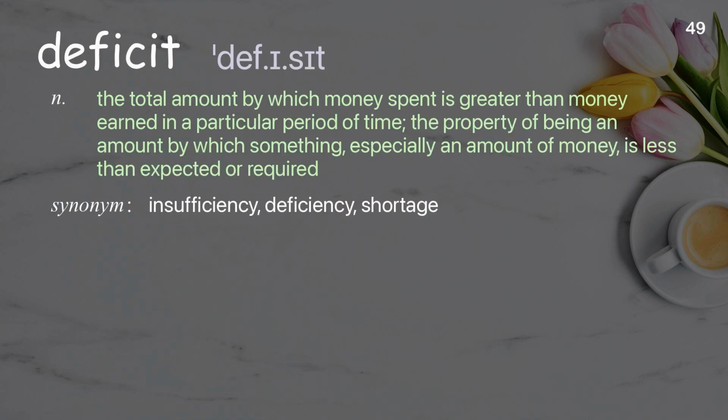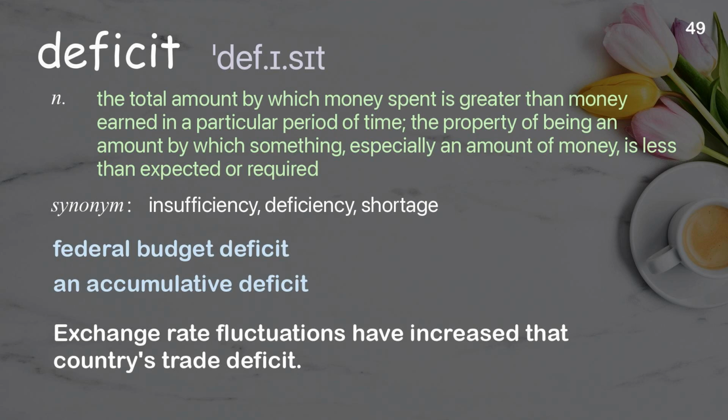Deficit. The total amount by which money spent is greater than money earned in a particular period of time, the property of being an amount by which something, especially an amount of money, is less than expected or required. Examples: Federal budget deficit. An accumulative deficit. Exchange rate fluctuations have increased that country's trade deficit.